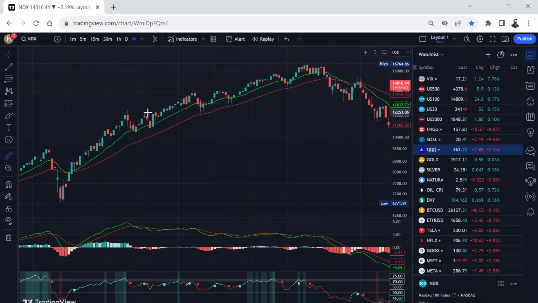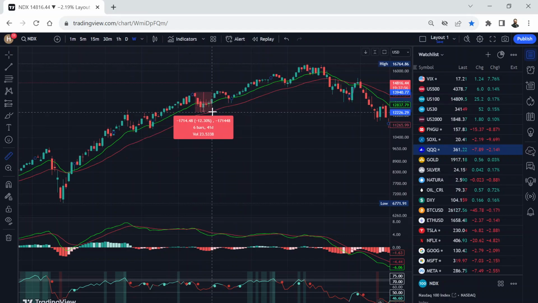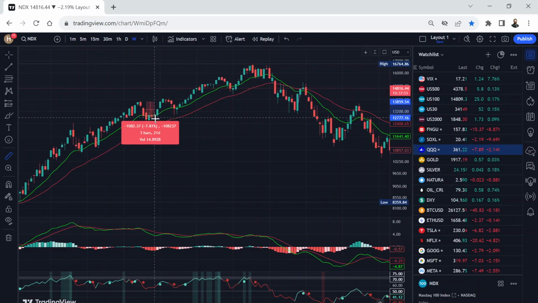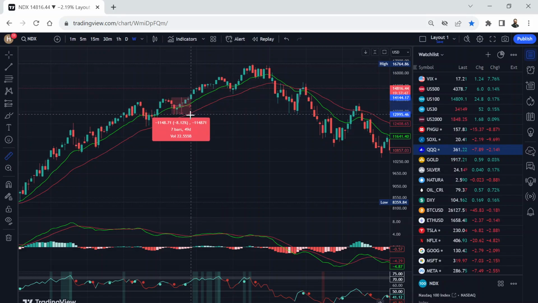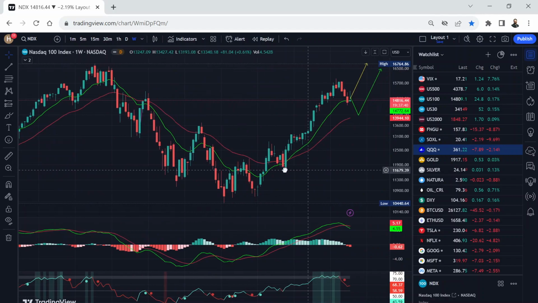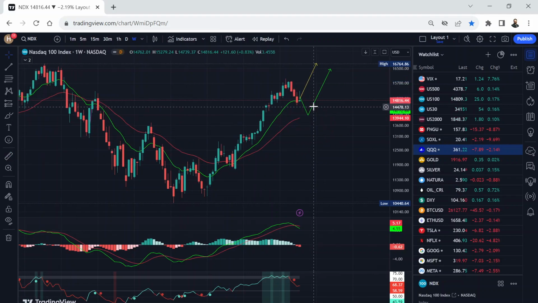The second pullback here, from the red line to this line, was around 9.5%, let's say 10%. The third pullback was around 11-12%. On average, let's say this one was around 11%, and this pullback was around 8%. So on average, I think we can estimate a minimum 10% pullback. You can see what happened this time: the pullback from top to bottom is around 8.5%. So it's possible we can get a little bit more down, around 10%.